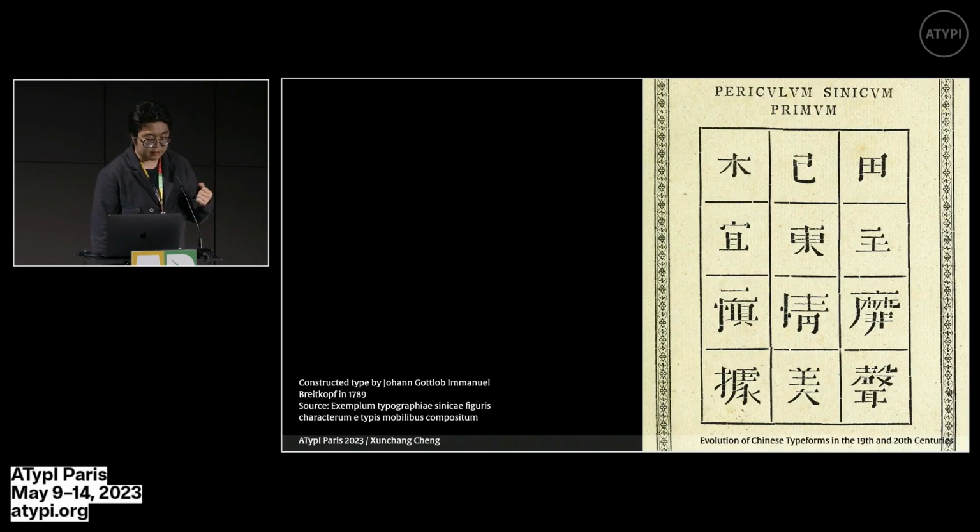And the other interesting thing is the constructed type. There's, I think, Gottlob Breitkopf in 1789. And this is quite interesting. They deconstructed Chinese characters to the stroke level, and they just needed to make several small pieces of components. Every time they can make a whole character, but it's really complex. It's a good idea, but it's a really complex process.